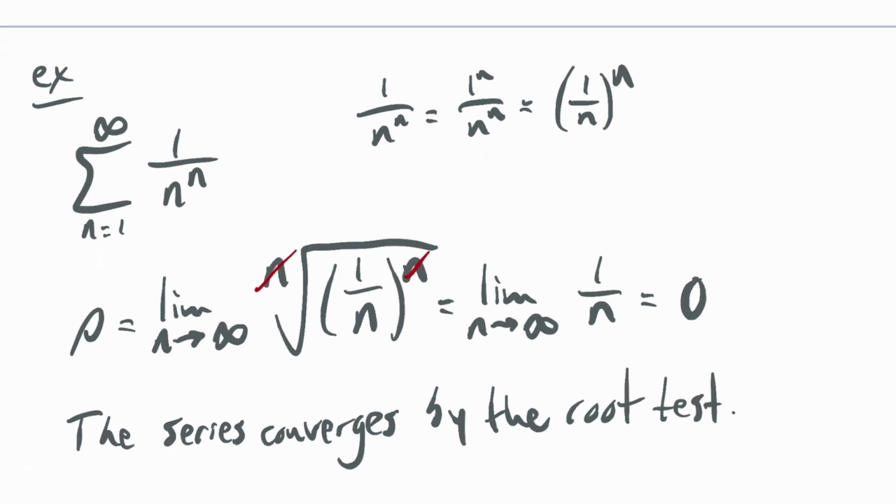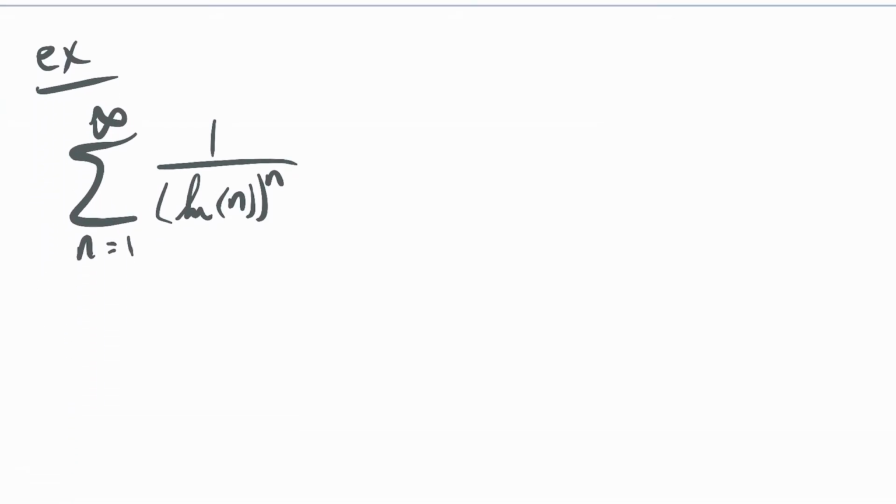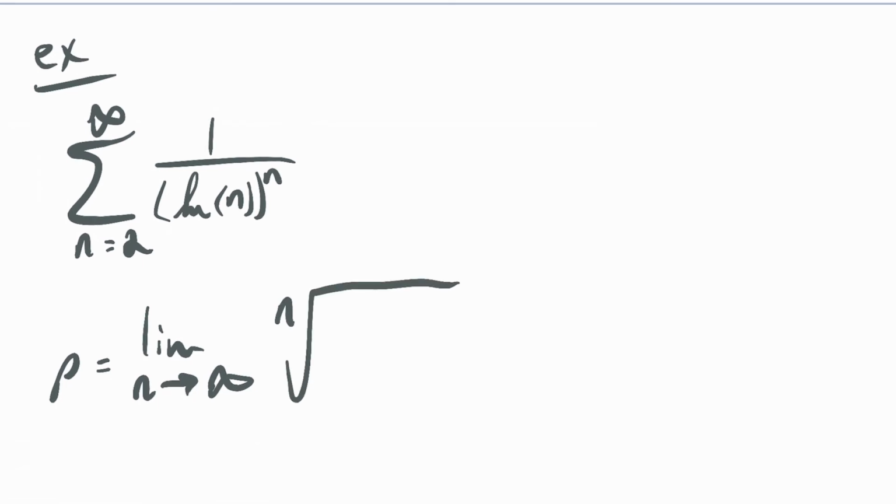Okay. Do we have another example? I think we do, we got one more. Same thing, let's try the root test. So rho equals the limit as n goes to infinity. And you know what? n can't start at 1. n has to start at 2 because ln of 1 is 0, and you can't divide by 0. So n equals 2. So the limit as n goes to infinity of the nth root of the quantity 1 over ln of n, to the nth power.